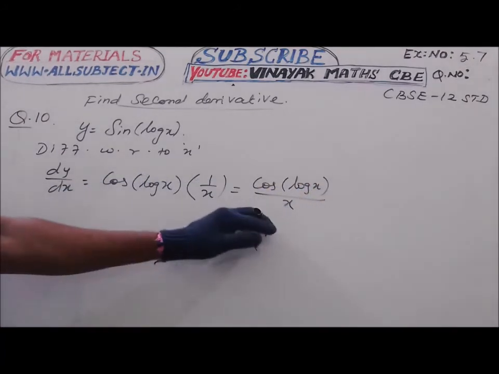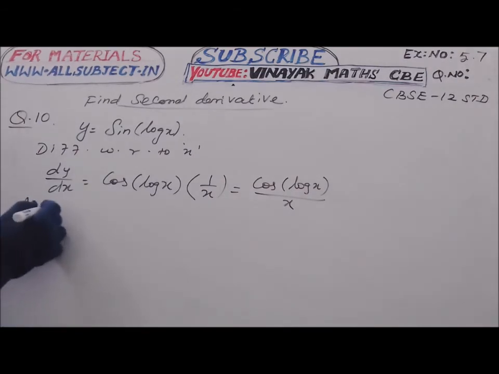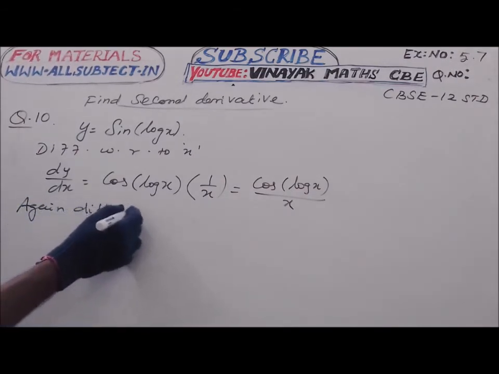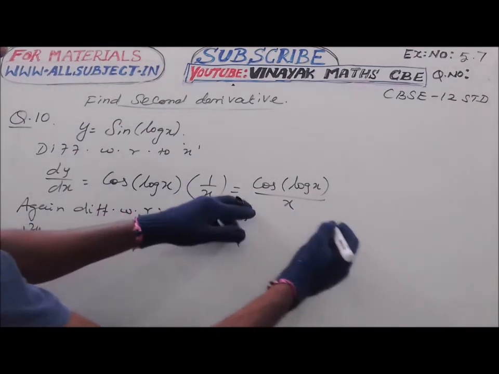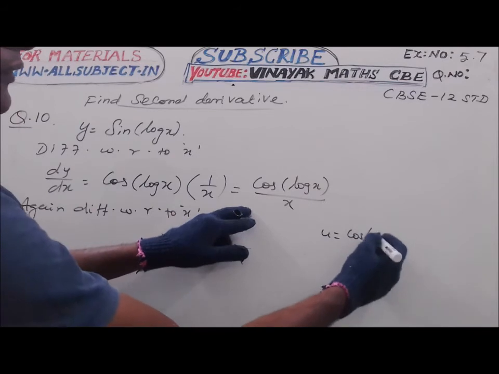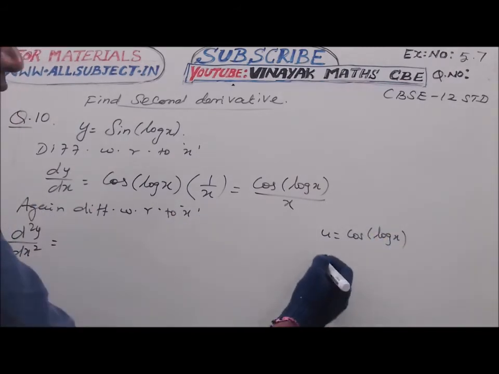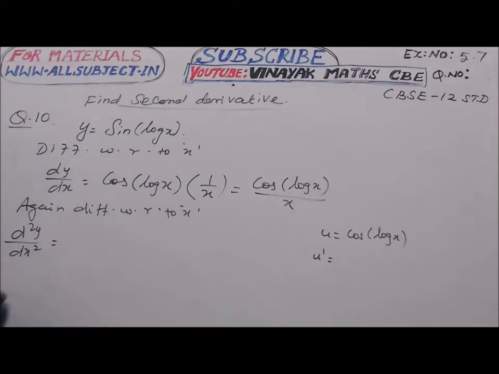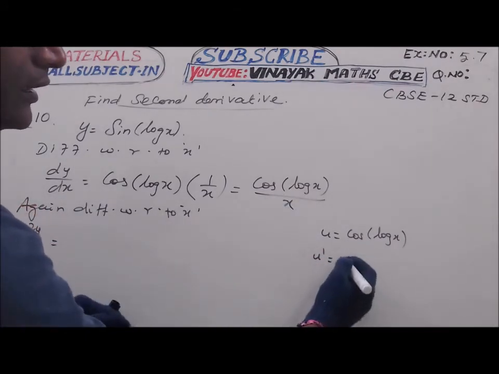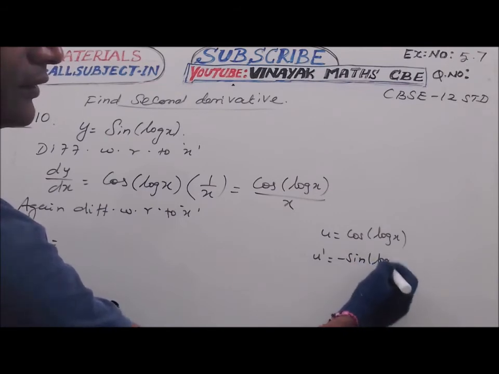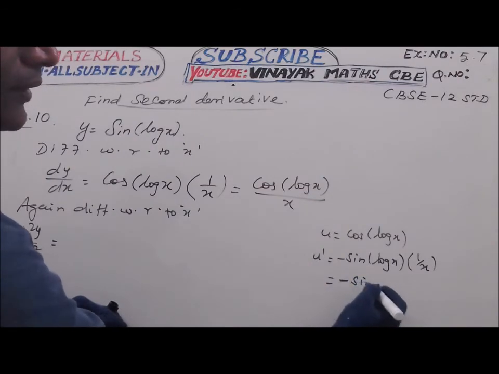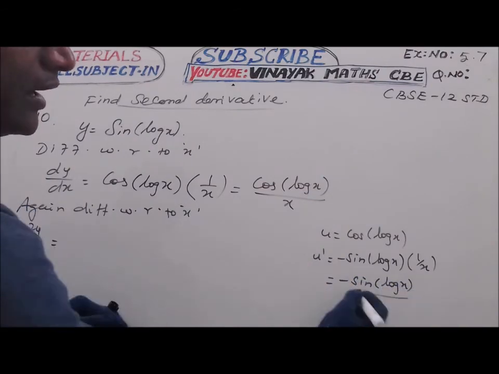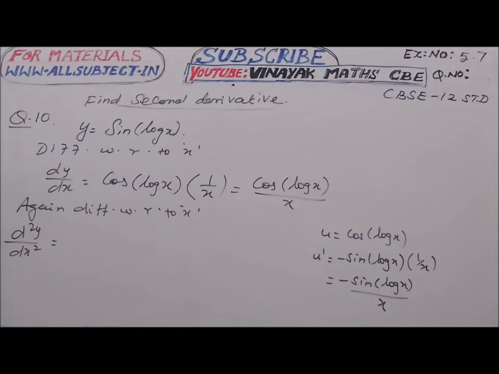Now again we need to differentiate it because we need the second derivative. Again differentiating with respect to x, we have d square y by dx square equal to, u is cos of log x, u dash is equal to, for cos of log x, it is minus sin of log x into the derivative of log x, which is 1 by x. So it will be equal to minus sin of log x divided by x.